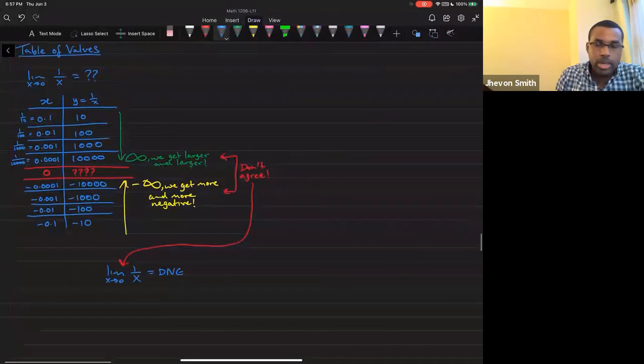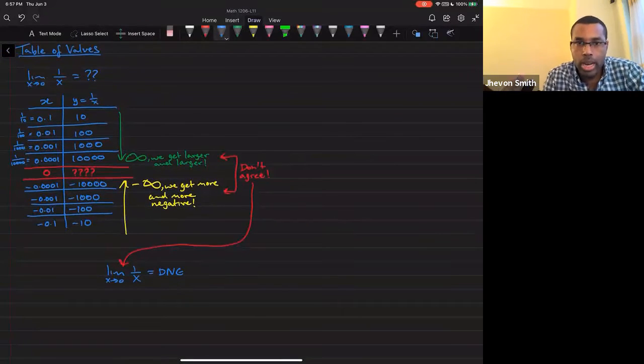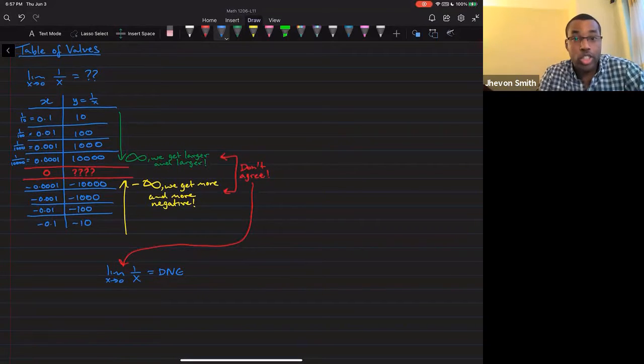So I can just plug in values and see what's going on with the outputs, because the limit, after all, is trying to track the output. I want to know as my x gets close to 0, what are the y values doing? What are they getting close to? And so I could do this via a table of values.